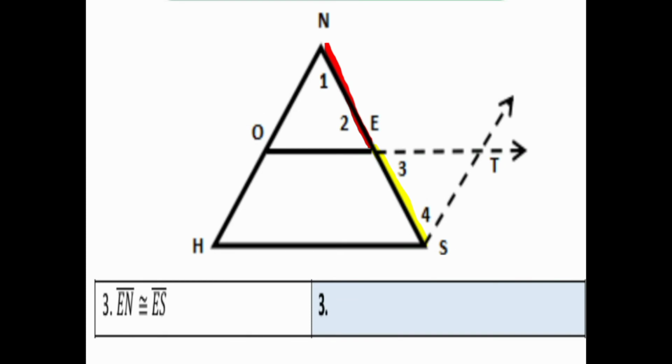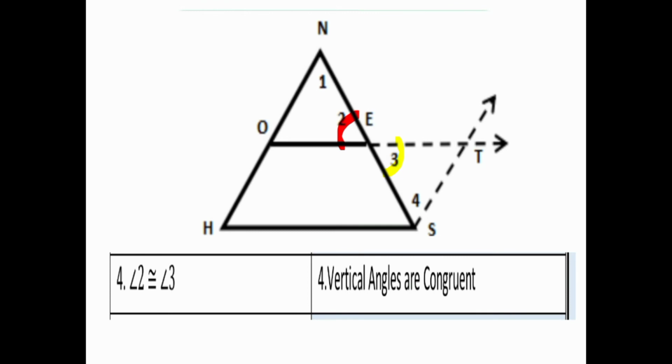For number 3, line segment EN is congruent to line segment ES. Reason: definition of midpoint. Because a midpoint is the middle point of a line segment, the endpoints are equidistant from it and it bisects the segment. Next, number 4, angle 2 is congruent to angle 3. Reason: vertical angles are congruent based on the vertical angle theorem. A pair of opposite angles formed by two intersecting straight lines are congruent.